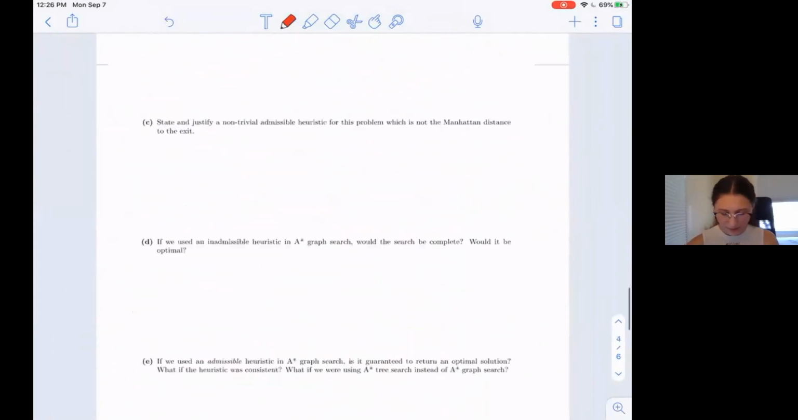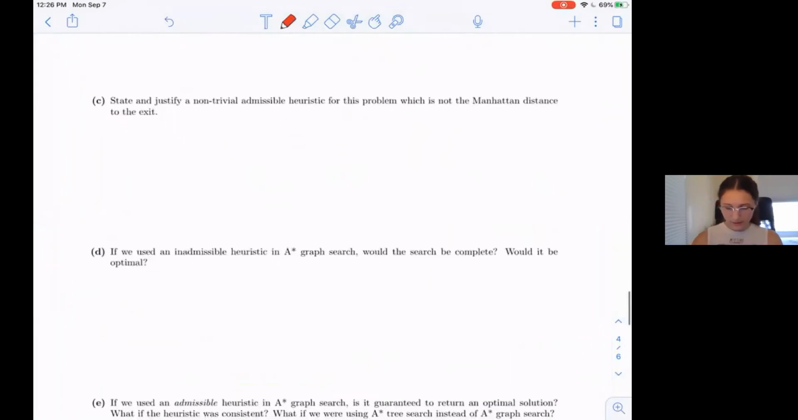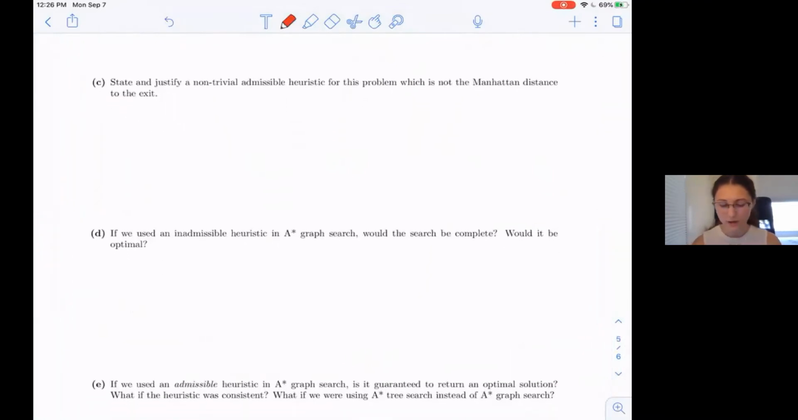Okay, let's take a look at the next question. The next question says, state and justify a non-trivial admissible heuristic for the problem, which is not the Manhattan distance to the exit. There are several different kinds of answers we could come up with for this. So let's start out with maybe the simplest possible idea. The simplest possible idea would be to choose a heuristic, h of n, which is just equal to, let's say, the number of turns the agent takes to face the goal.